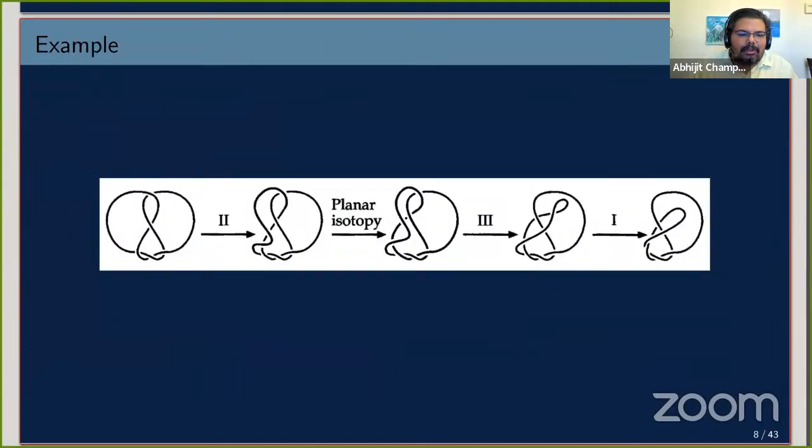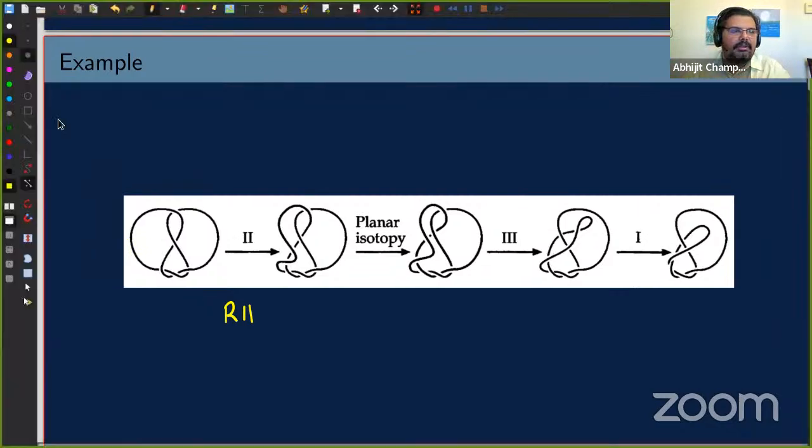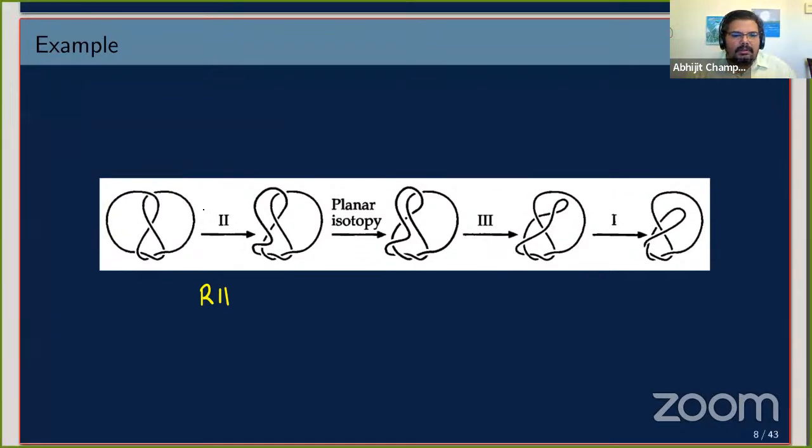So here is an example. We have a knot here, and we want to eventually get to this diagram of the same knot. We use this Reidemeister 2 move here. This is an R2. As I said, we are pulling this strand. We take this piece of strand over here and pull it here. And now we are just putting it in position in order to use our third Reidemeister move.